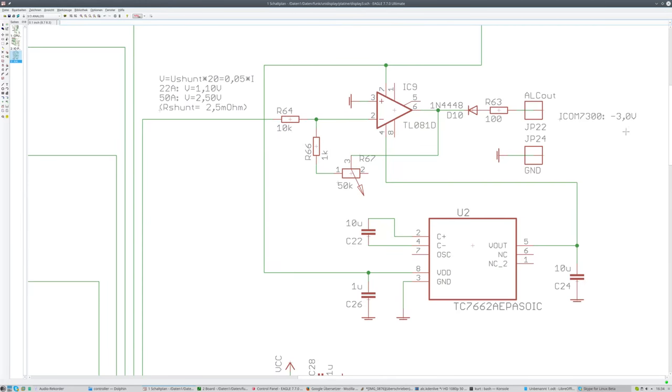which is basically an operational amplifier with the 50K pot. And because the ALC is a negative voltage, we also use a TC7662 voltage converter, which generates the negative voltage for the operational amplifier. And this is how the ALC is generated and works very well.